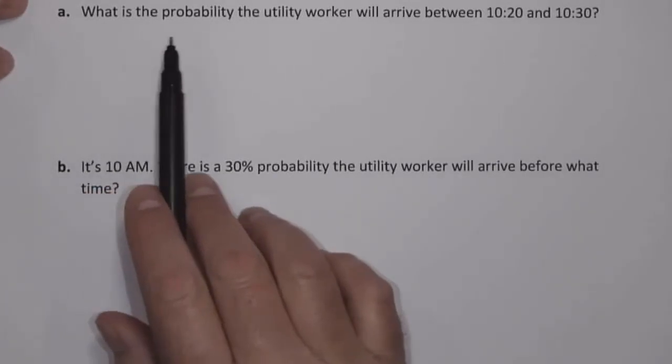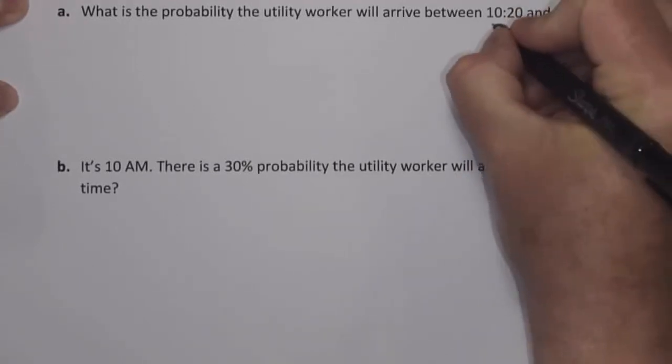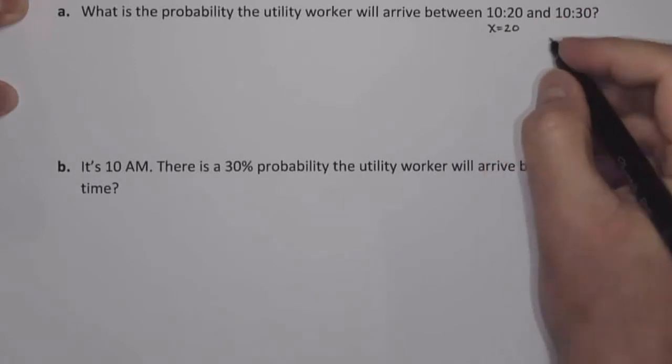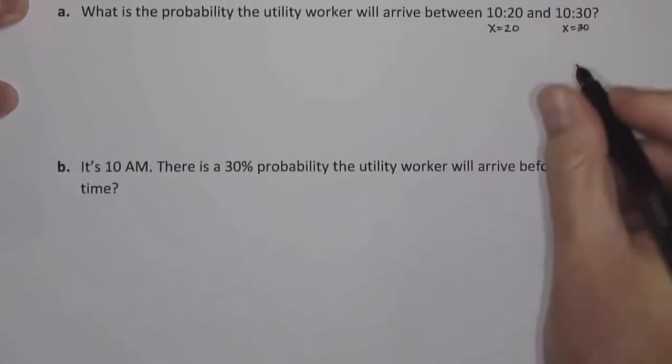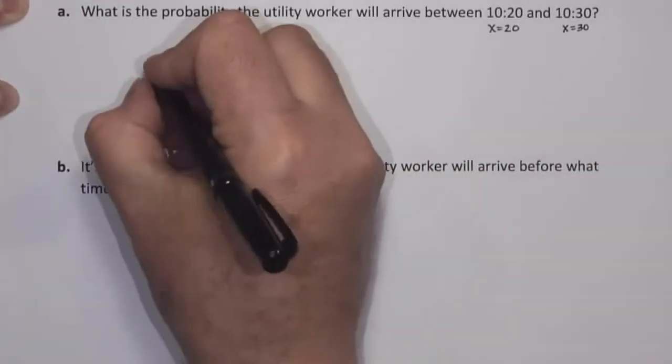Now, again, we want to know what is the probability the utility worker will arrive between 10:20 and 10:30. Well, 10:20 means that would be 20 minutes after 10, and 10:30 means that would be 30 minutes after 10. So here x equals 20 and here x equals 30.